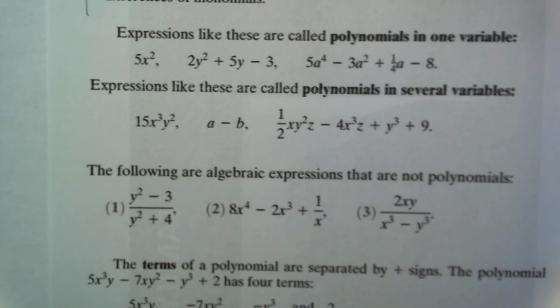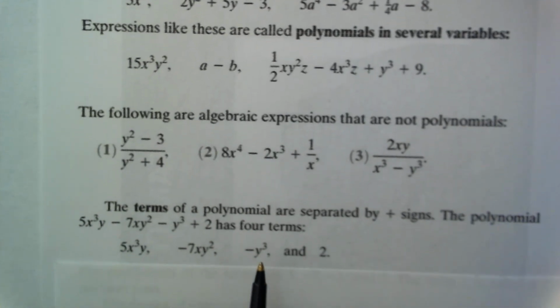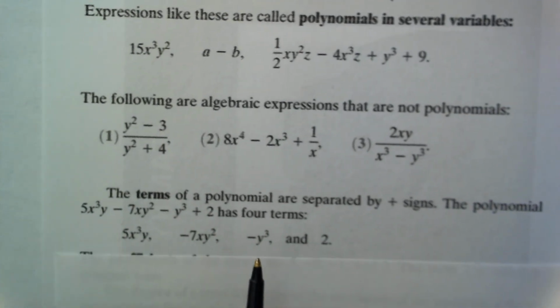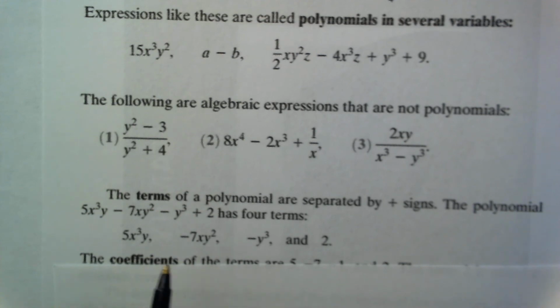Now again, some more definitions. The terms of a polynomial are separated by plus signs. The polynomial 5x to the third y minus 7xy squared minus y to the third plus 2 has four terms. 5x to the third y, minus 7xy squared, then minus y to the third, and then 2.